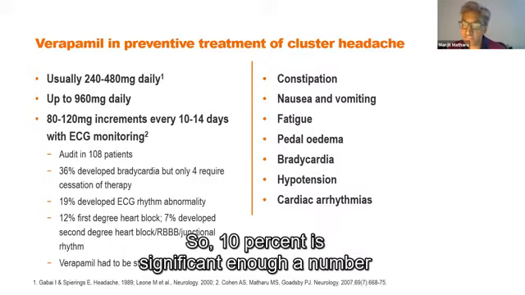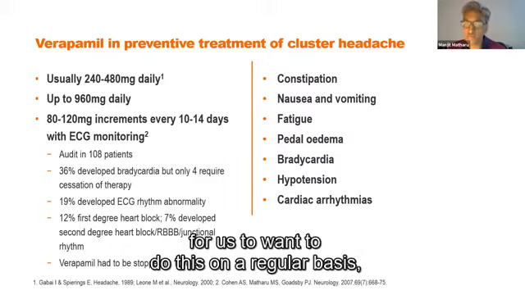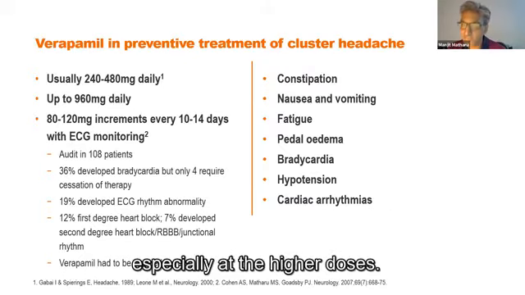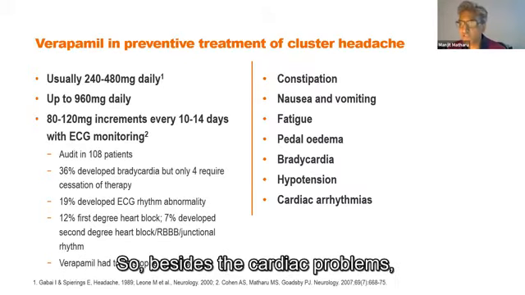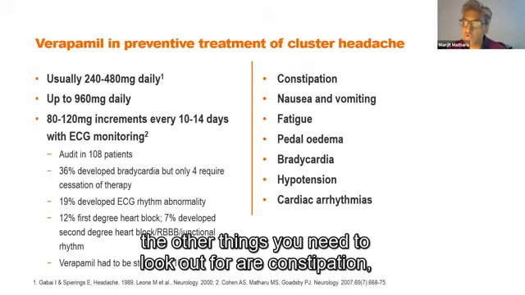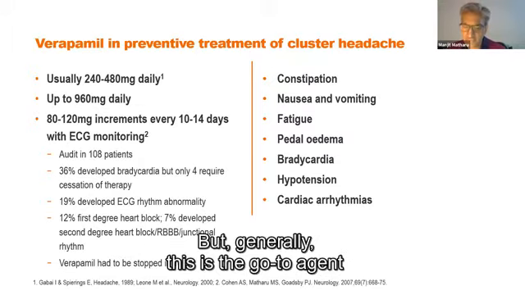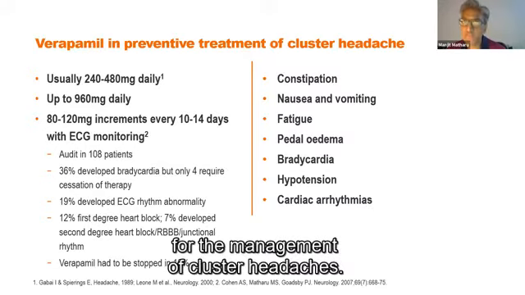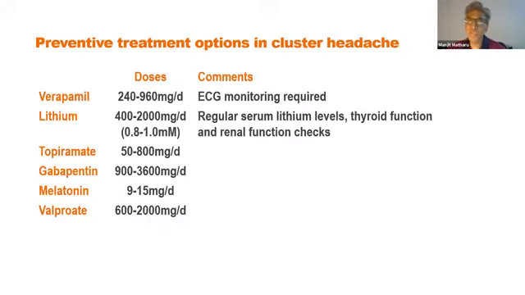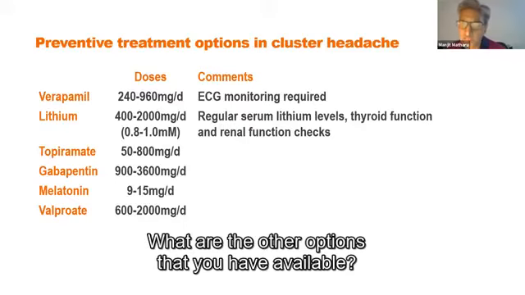So 10% is significant enough a number for us to want to do this on a regular basis, especially at the higher doses. Besides the cardiac problems, the other things you need to look out for are constipation, nausea and vomiting, fatigue, and pedal edema. But generally, this is a go-to agent for the management of cluster headaches. What are the other options that you have available?